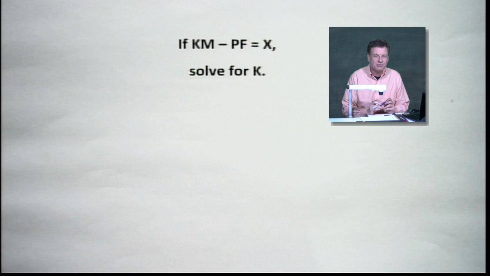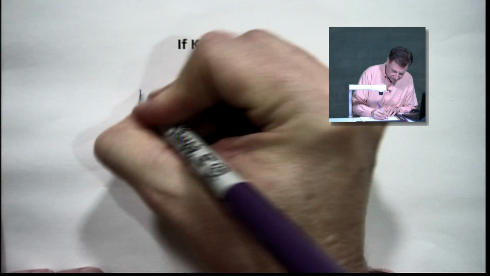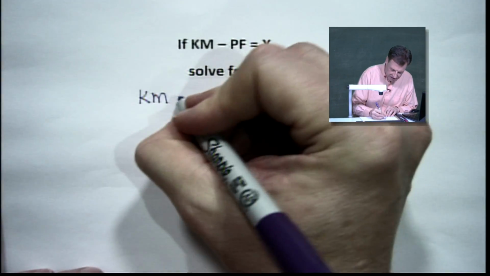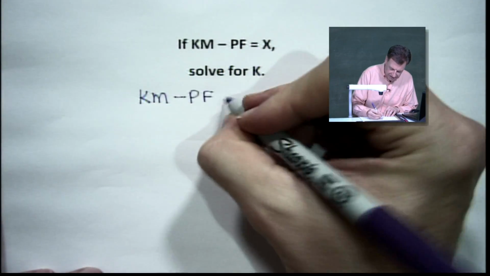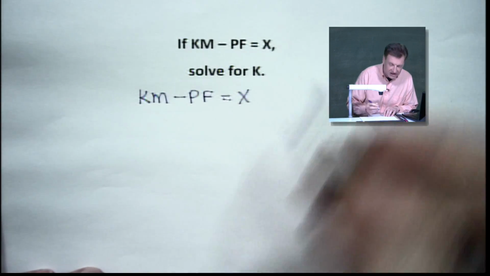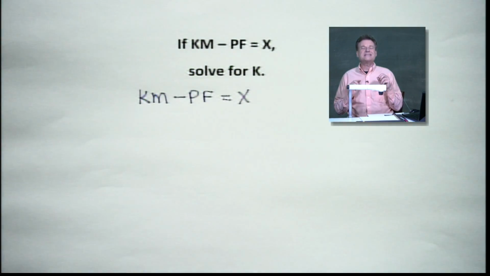Let's take a look at this next one here. This one we're not going to ask to put any values in, but this is a little more advanced. My goodness, how many letters? There are 5, and nothing looks like it wants to combine. No like terms up here, that's for sure. So let's rewrite. So we got Km minus Pf equaling x. This time we're out to look for what is K.